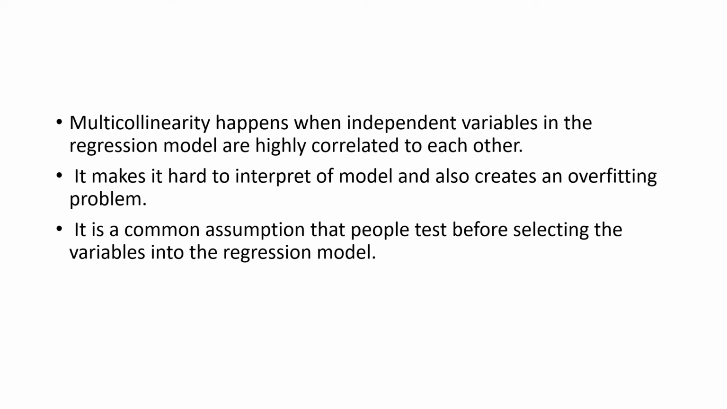This problem of multicollinearity happens when you have independent variables in the regression model which are highly correlated to each other. For example, you might be running a regression which will be having both dependent variables and independent variables, right? So you will be using several independent variables. There are chances for your independent variables to get correlated. So in this case, you will be having the problem of multicollinearity. And we know that it is a common assumption that people test before selecting the variables into regression models, but multicollinearity can happen.